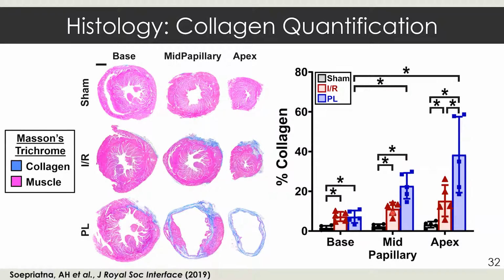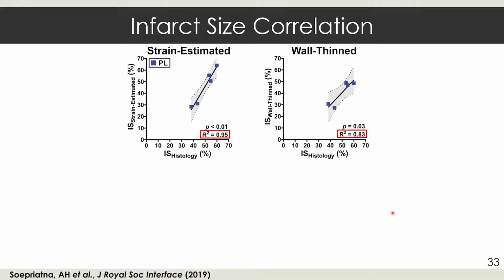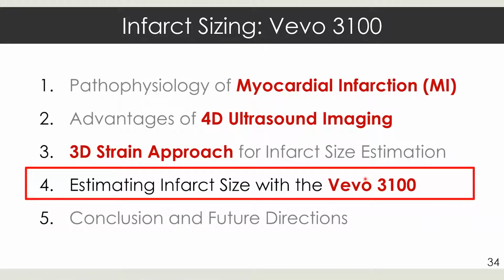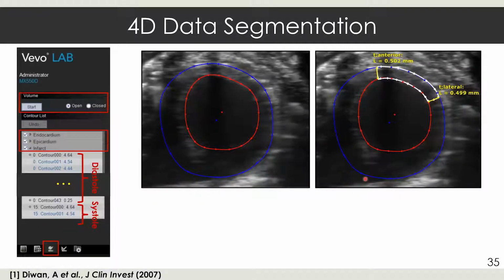And so we correlated the infarct size using our strain estimated technique and the wall thinning approach with histological data. And we found that we have a better correlation with our strain estimated technique. When we look at how strain estimated infarct size compares in terms of cardiac function, we also saw a better correlation with our strain approach when compared to the wall thinning approximation. And so we wanted to show what we can do with the Vivo 3100 in terms of infarct sizing. And this is primarily by taking advantage of the fact that infarcted tissues tend to undergo significant wall thinning later on in terms of disease progression.